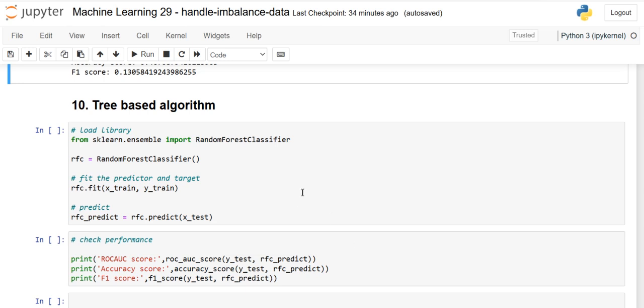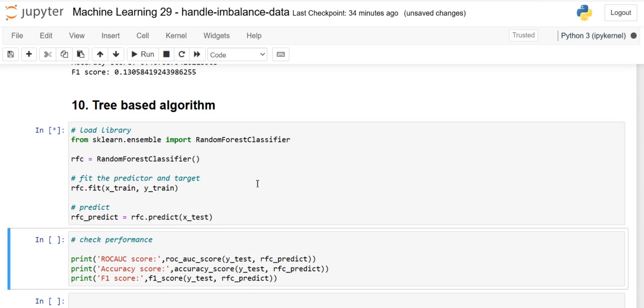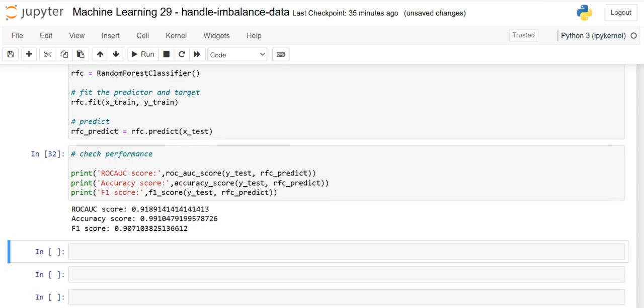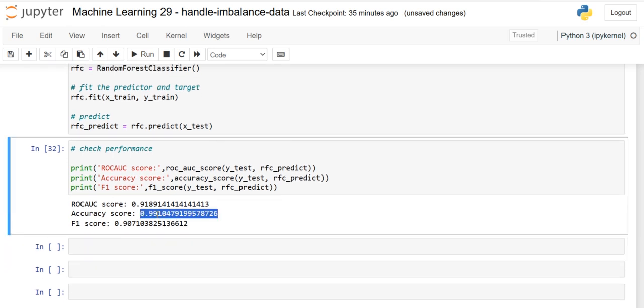Here, tree-based algorithms work by learning a hierarchy of if and else questions, like whether class A or class B, and this can force both classes to be addressed. Let me check its accuracy and observe. Yes, we got a good accuracy, it seems to be 99%, and for the ROC, it is 91.